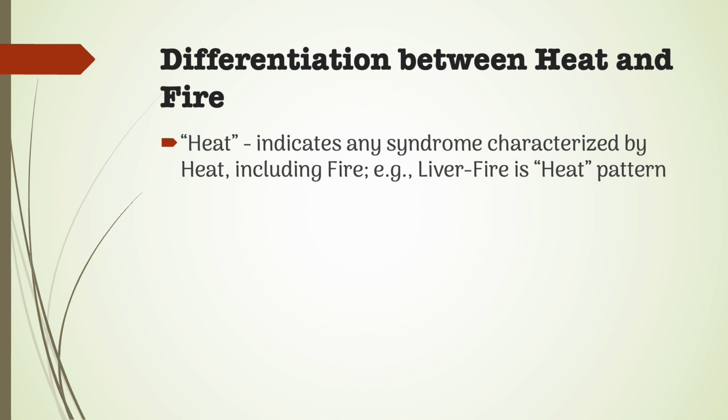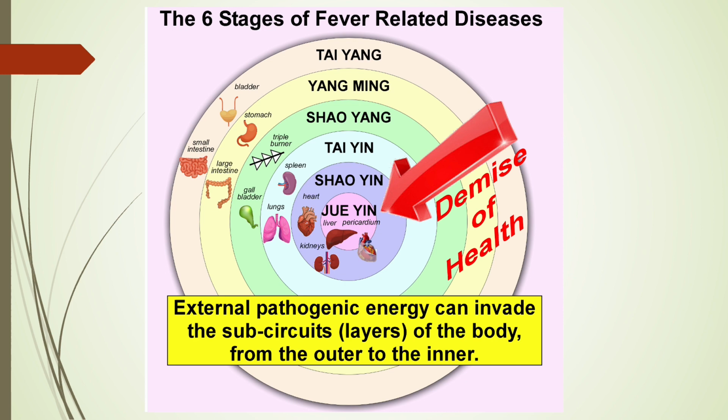The confusion arises also because the term heat has 2 different meanings. In a broad sense, it indicates any syndrome characterized by heat, including fire. Thus, for example, liver fire is a heat pattern. In a narrow sense, heat is used as opposed to fire. This distinction between heat and fire stems from the Yang-Ming patterns of the 6 stages in the Shanghan Lun.